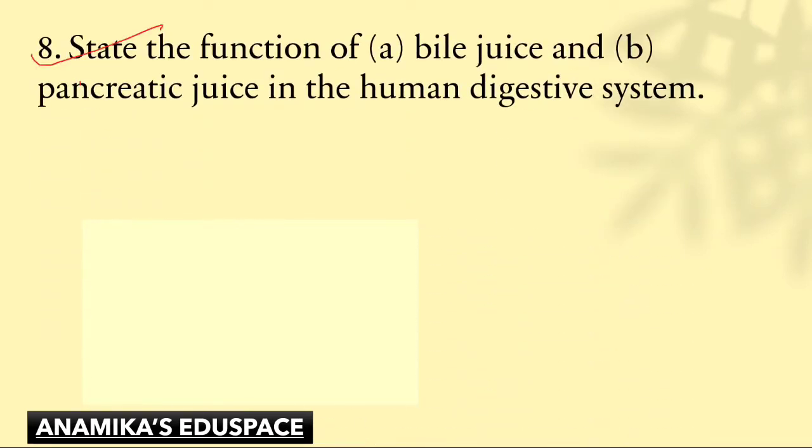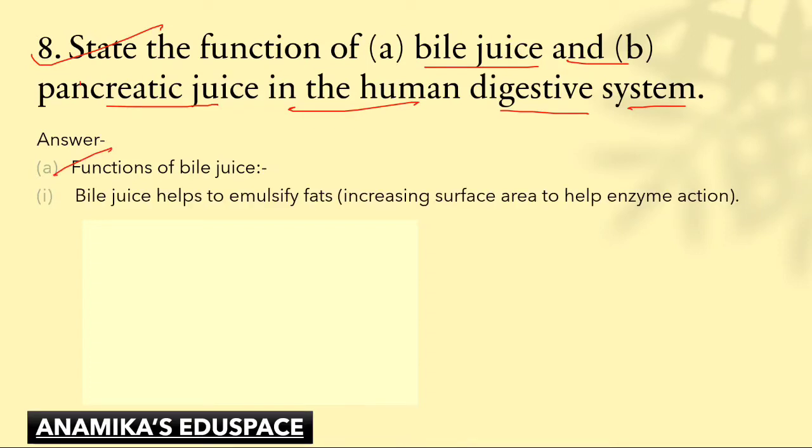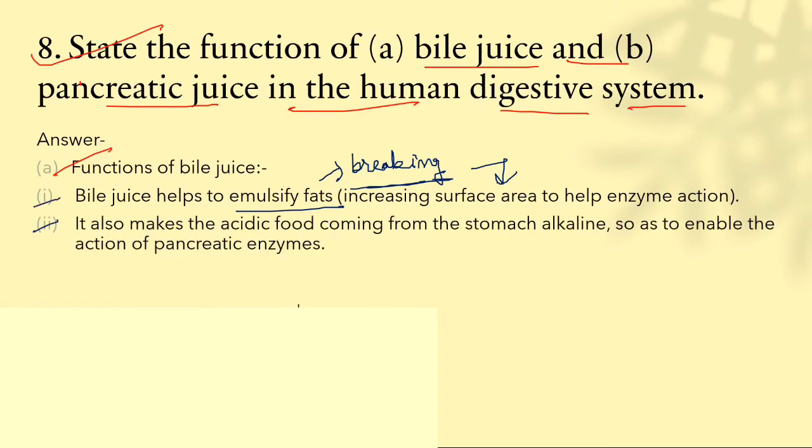State the function of bile juice and pancreatic juice in the human digestive system. Answer. Function of bile juice. Bile juice helps emulsify fat, that is, breaking down fat or increasing the area to help enzyme action in the case of fat, oils and grease. Number 2, it also makes the acid food coming from the stomach alkaline, that is, basic in nature, so as to enable the action of the pancreatic enzyme.